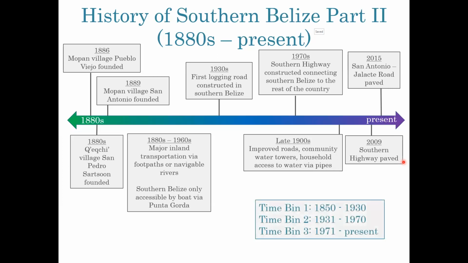So using this historic narrative, I divided the history of southern Belize into 3 specific time bins in order to assess how different ecological and social variables influenced the settlement selection and establishment of these new communities. And these time bins are from about the 1850s to 1930s when we see the first logging road appear, from 1931 to 1970, 1970 being the important foundation of the Southern Highway being connected, and then from 1971 to present, which has the increased integration of southern Belize into the Belizean economy.